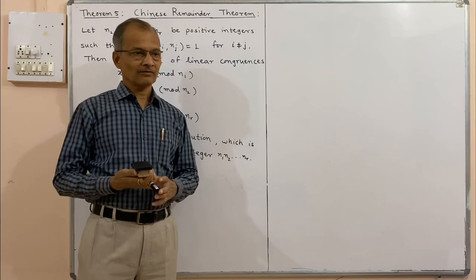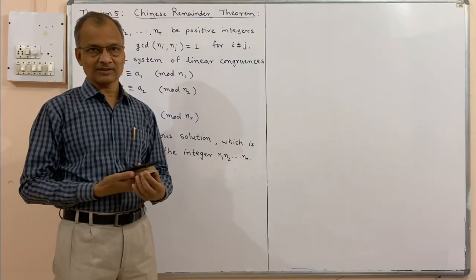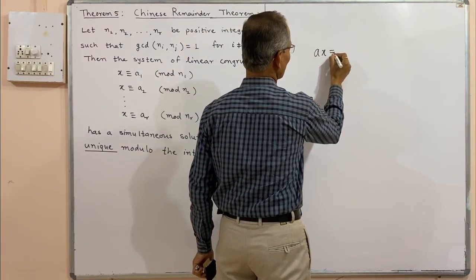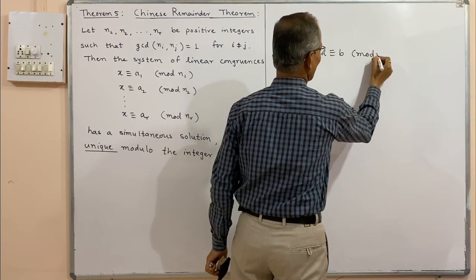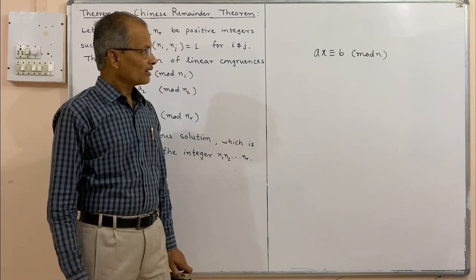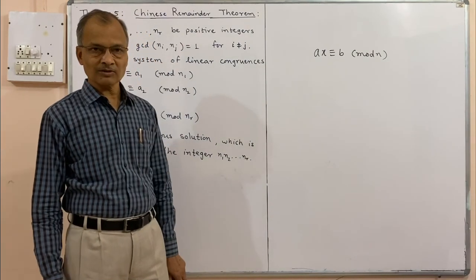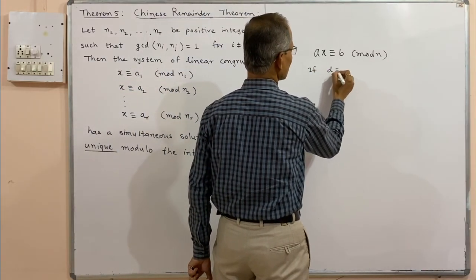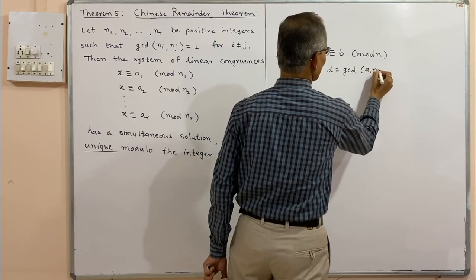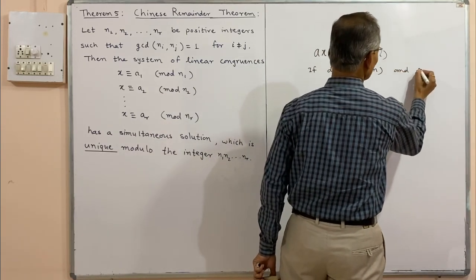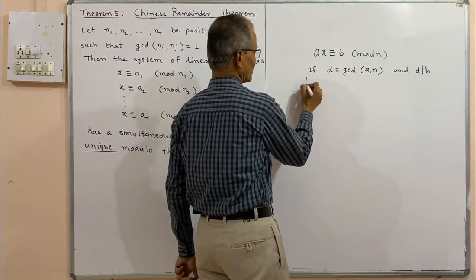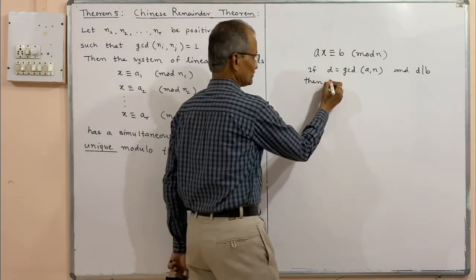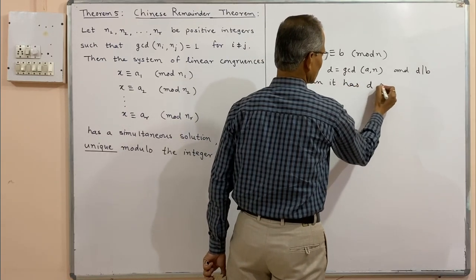Hello friends, we have studied linear congruences last time. A linear congruence is of the type ax congruent to b modulo m. We know this linear congruence has a solution under the condition that if d is the GCD of a and m, and d divides b, then this linear congruence has a solution. Then it has d solutions.